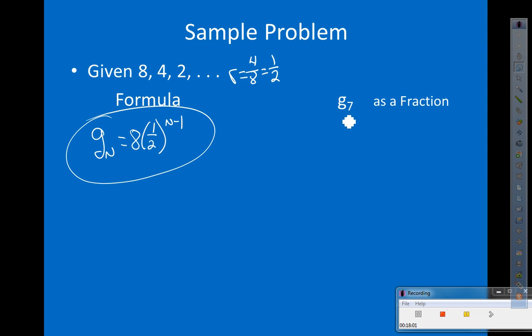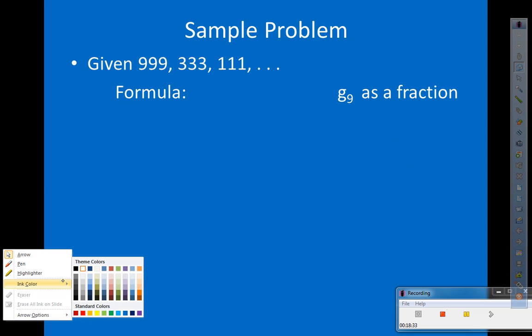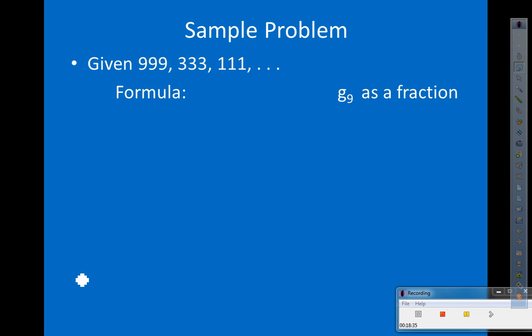To figure out the 7th term, G sub 7 equal 8 times 1/2 to the 7 minus 1, which is 6. If your calculator can handle it, this would come out to be 1 over 8. I'm going to assume that you can figure out your calculator. If you can't, I will teach you how to run those through your calculator. But type them in and we should be good. Another one looks like this.